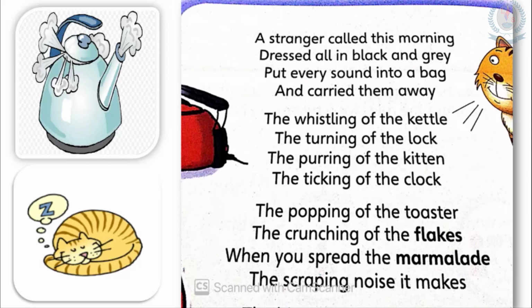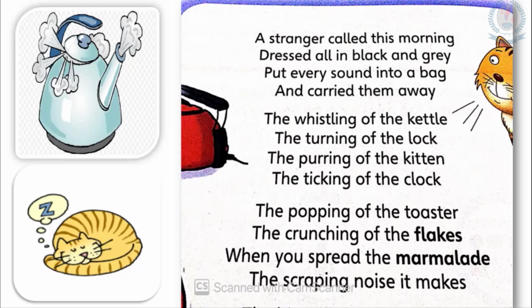The whistling of the kettle. When the water is boiling, the kettle starts to whistle, so it makes a sound, okay? The turning of the lock. When you use a key to lock the door, it also makes a sound. The purring of the kitten. Have you ever heard when cats purr? Yes, you have heard, right? They make that sound when they are happy. Next one, the ticking of the clock. The clock ticks when the time moves.